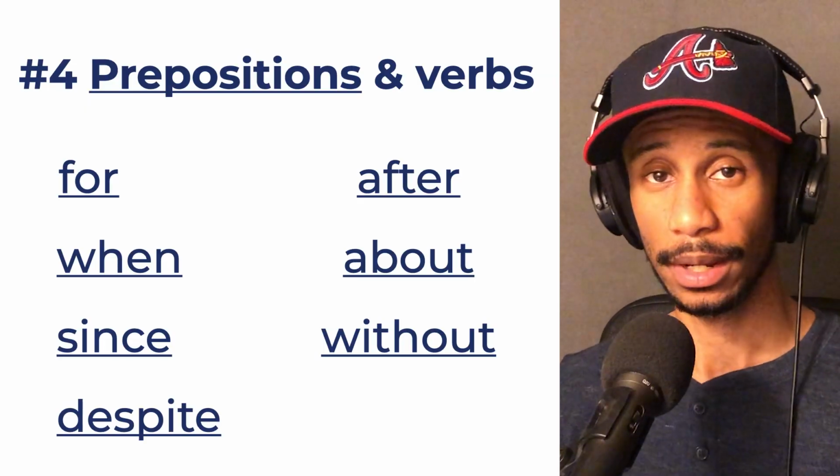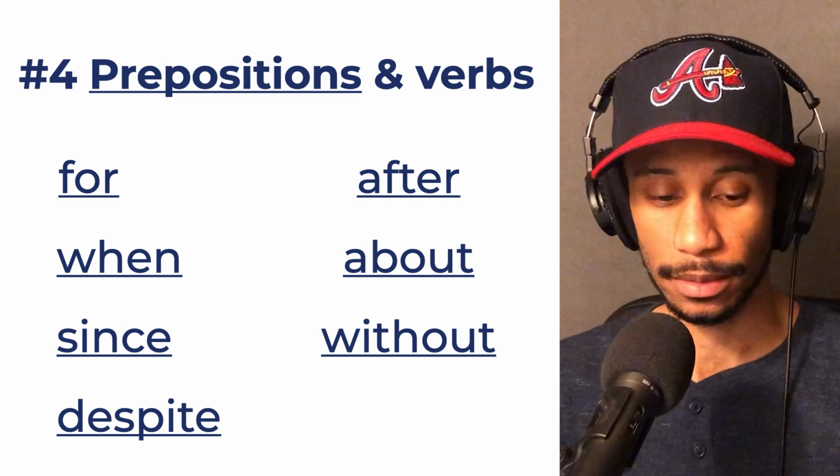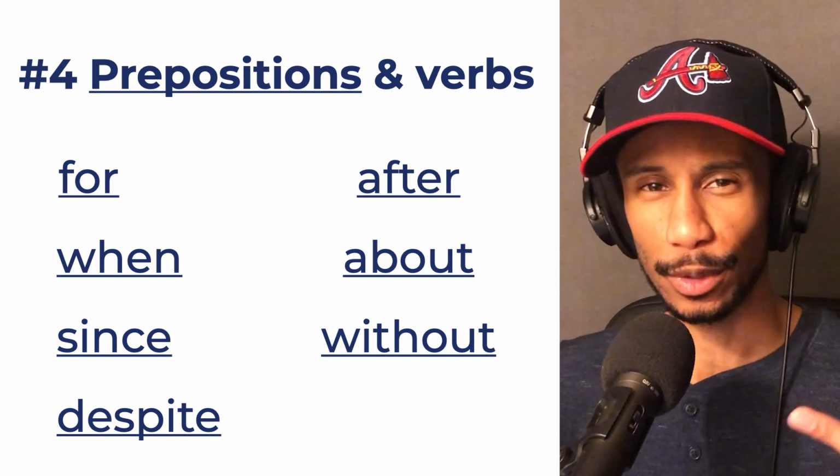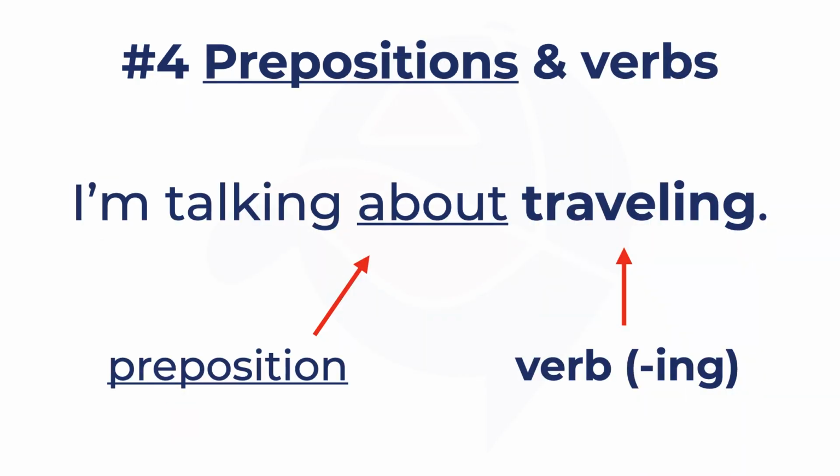And it's very simple. Verbs that immediately follow prepositions like before, after, since, about, when, despite, for, without. I think I said for twice, but you get the point. All these prepositions, if the verb comes immediately after a preposition, you are always going to use the gerund form or the ing form of the verb every single time. Don't forget it, okay?